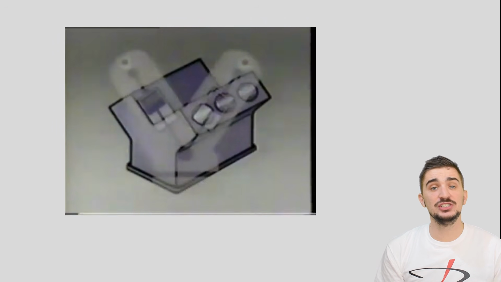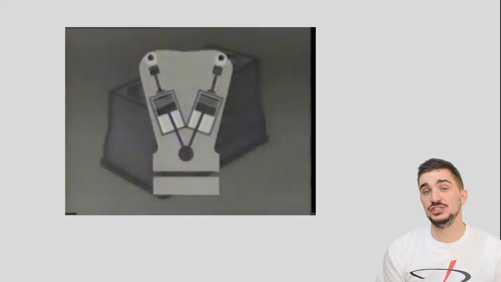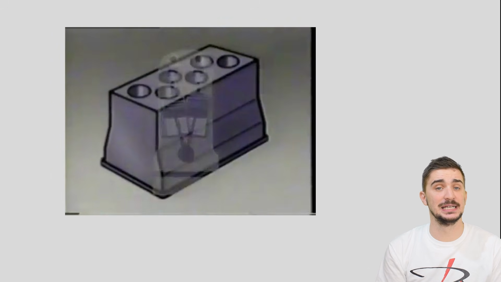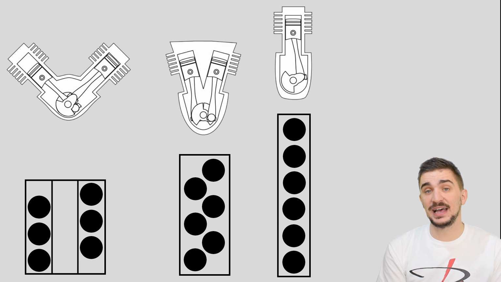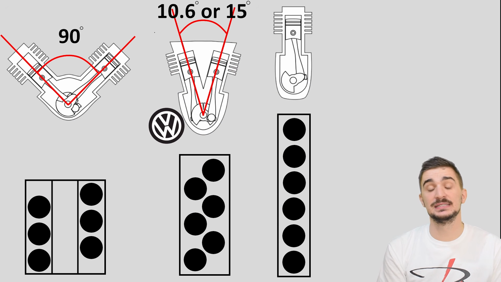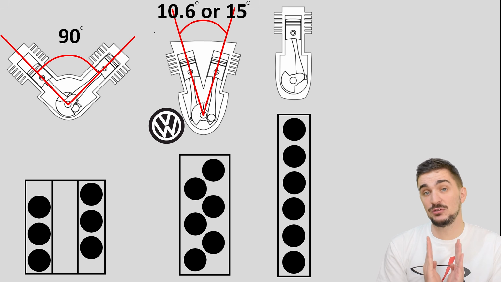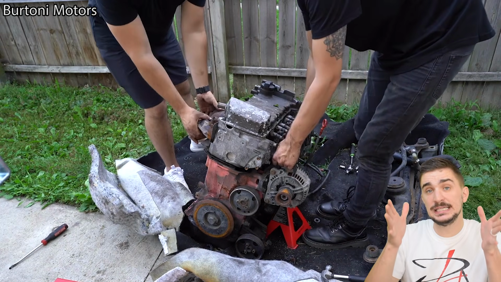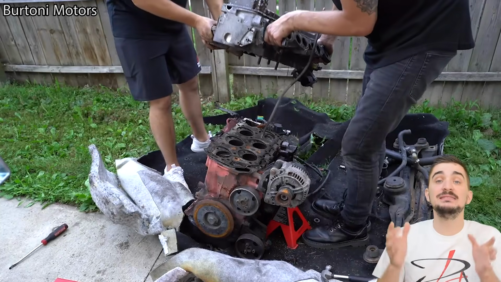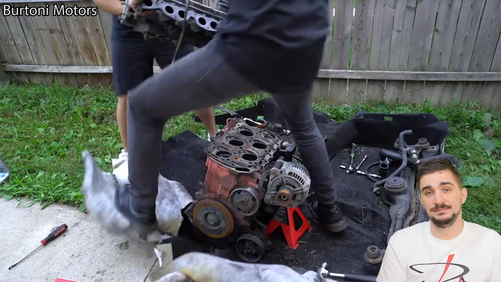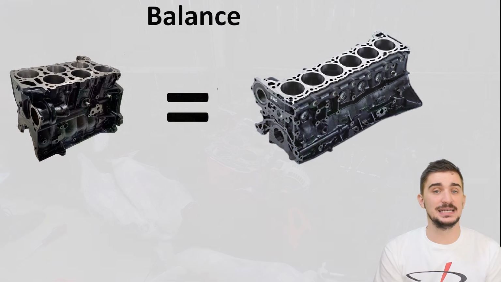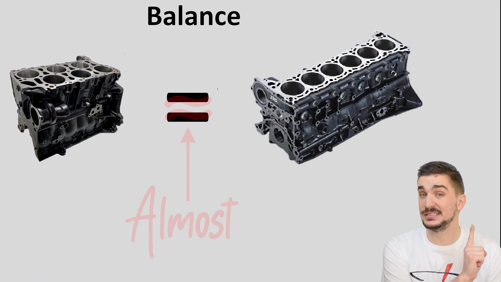The VR6 engine is essentially a V6 engine, but it has an extremely narrow angle between the two banks of the V. In the case of Volkswagen engines, that's either 10.6 or 15 degrees between the two banks. And this very narrow angle brings the cylinders so close together that you can cover them all with a single, pretty wide, but still a single cylinder head. When it comes to primary and secondary balance, the VR6 is almost the same as an inline 6. The keyword here is almost.